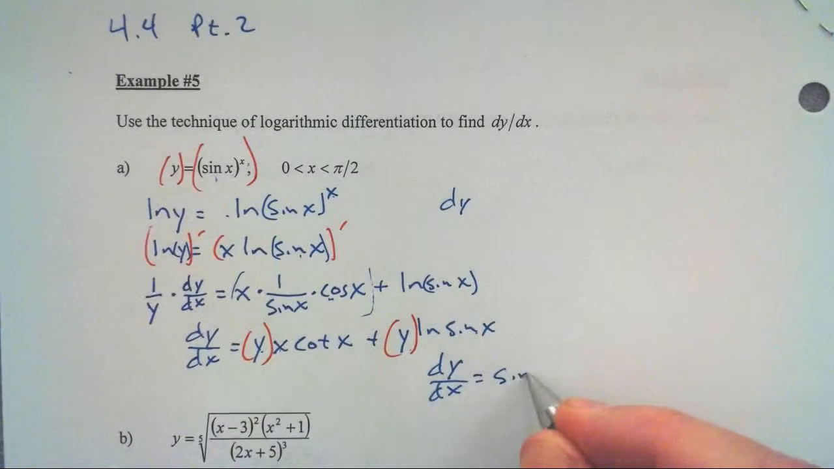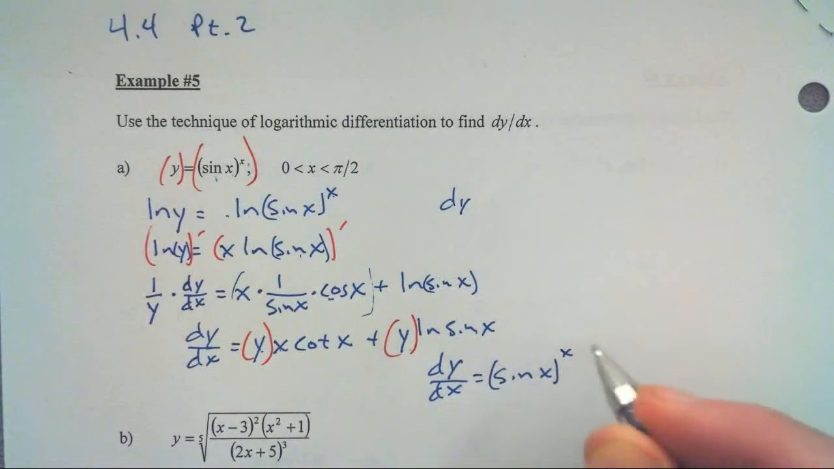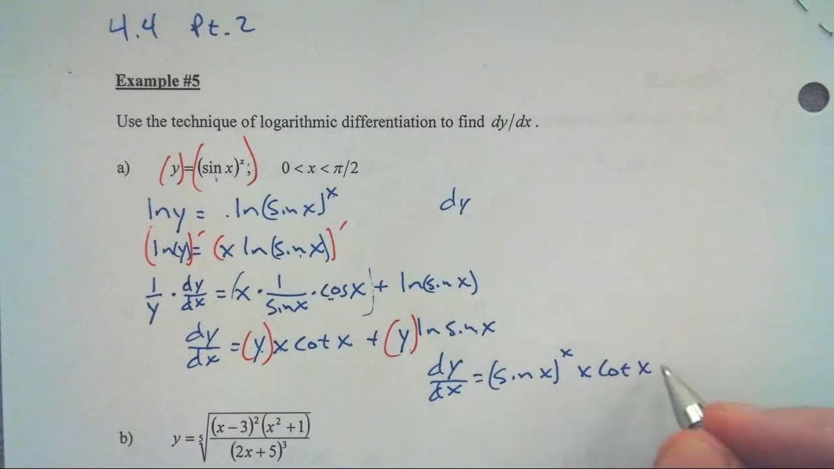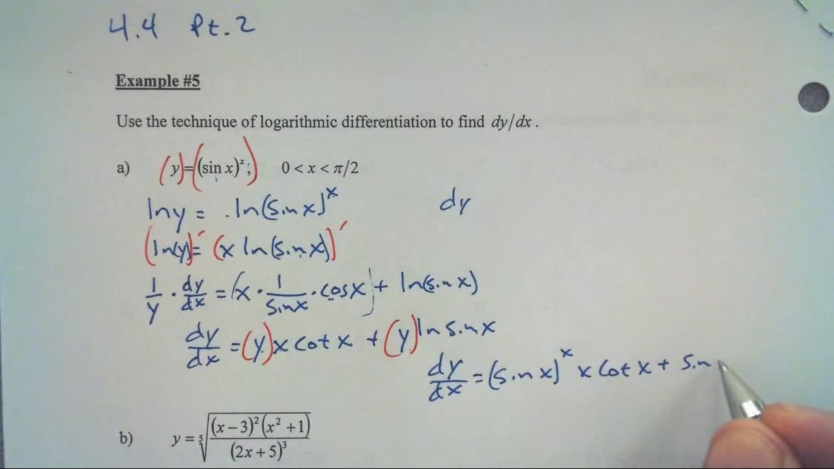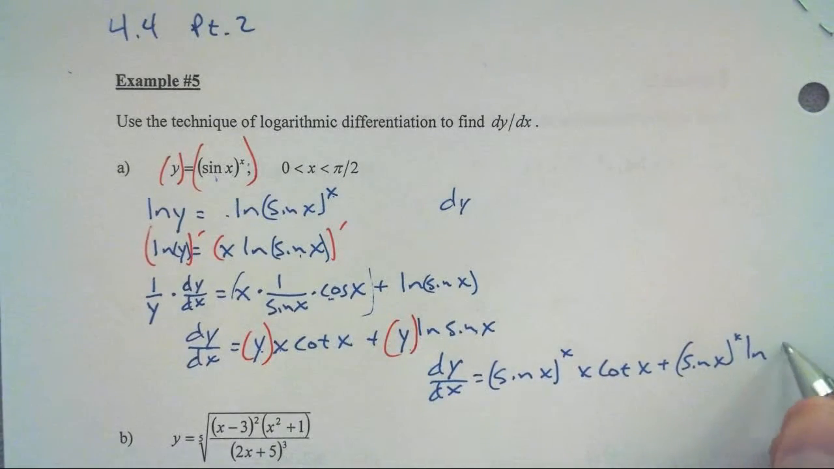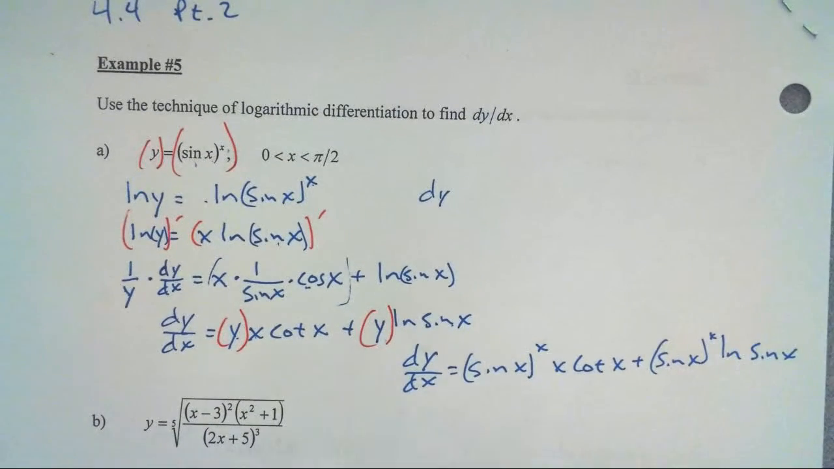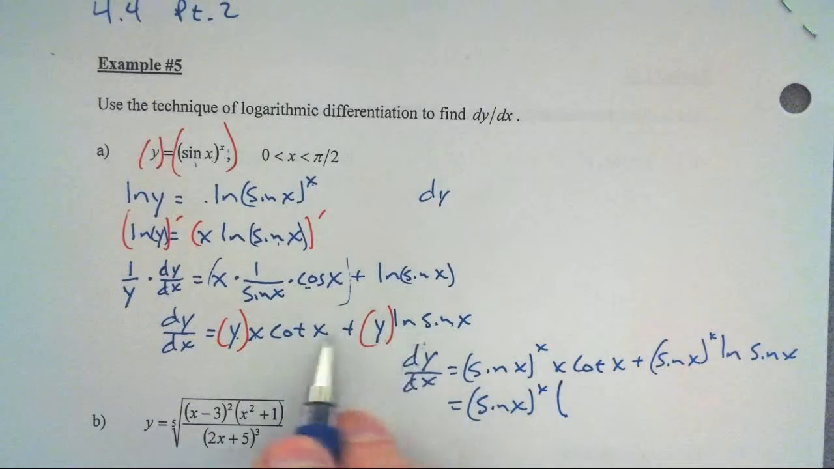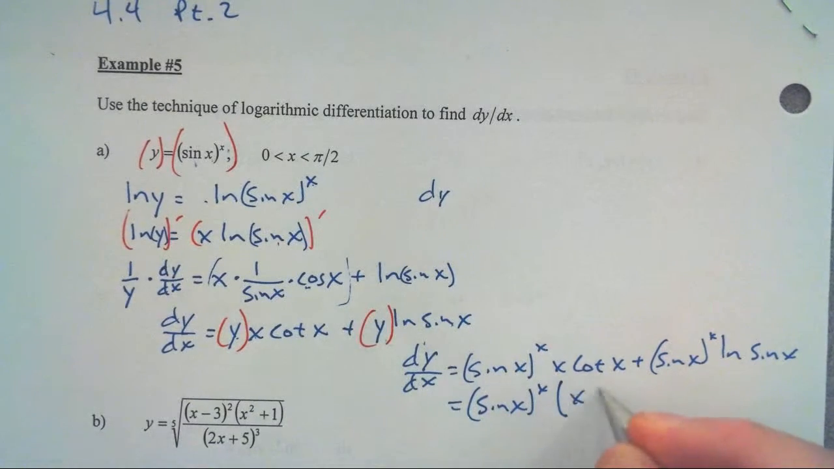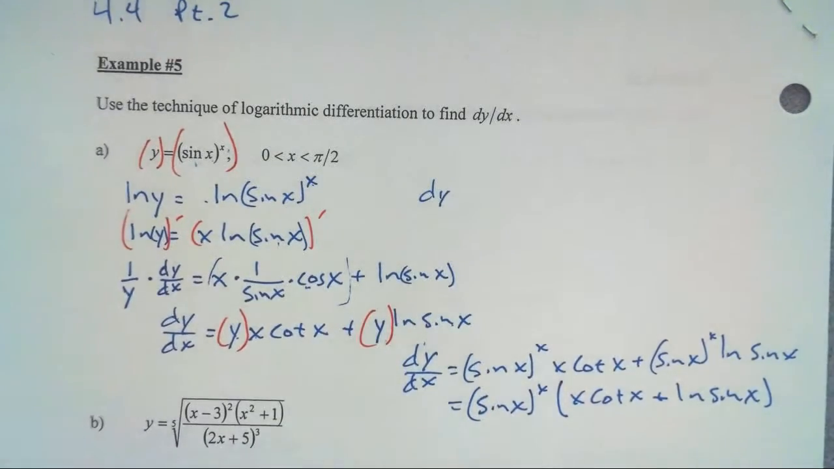sine x to the x times x cotangent x plus sine x to the x ln sine x. Or if you like, we could have left that factored out. Maybe that's a back of the book answer. Sine x to the x times, what would I have had here? Nothing really else that I can factor out. x cotangent of x plus ln sine of x.